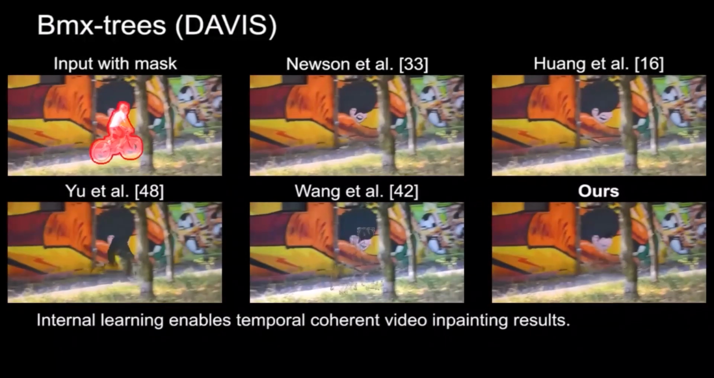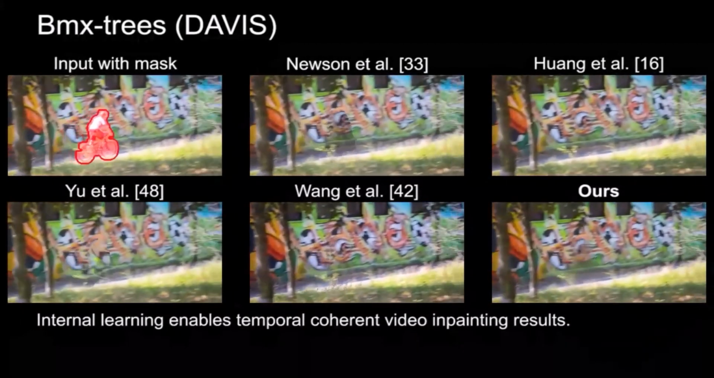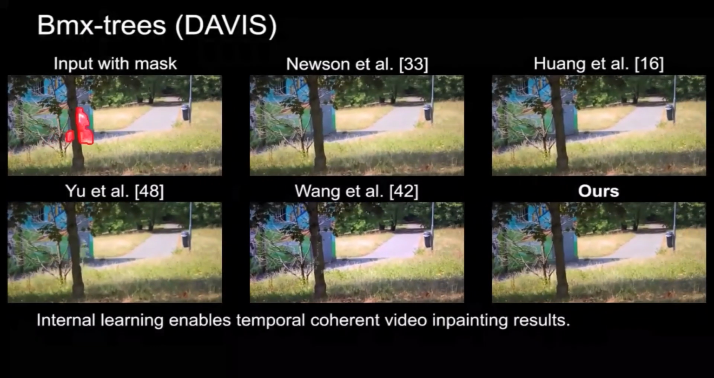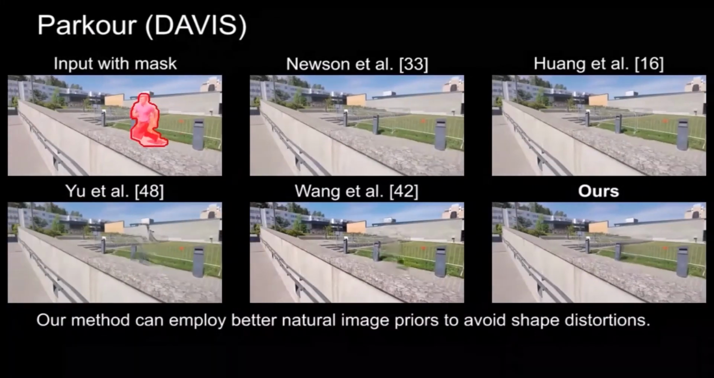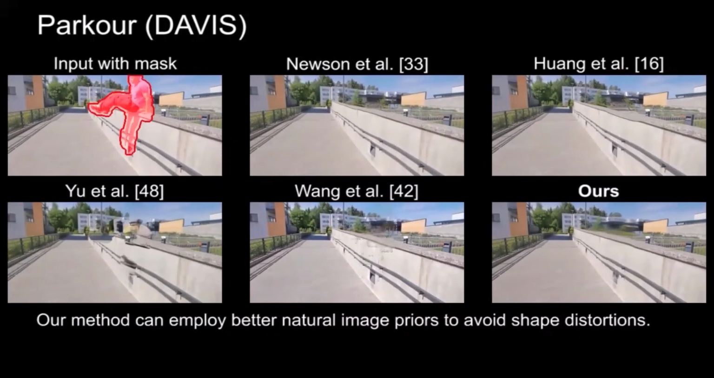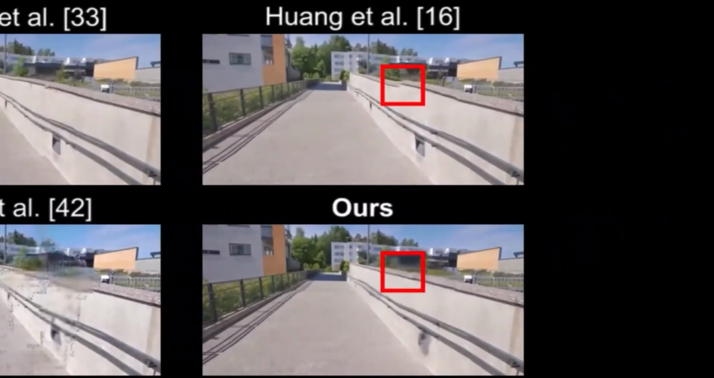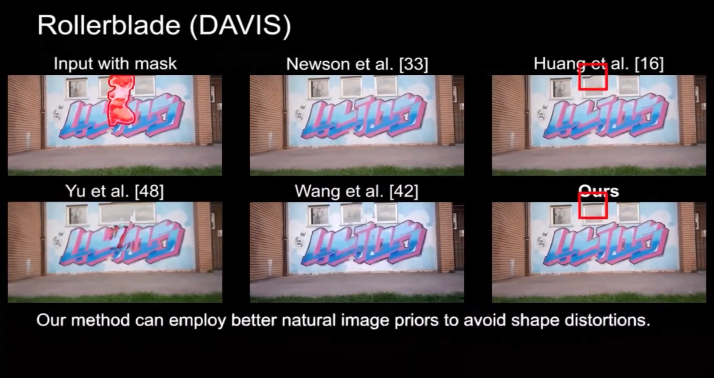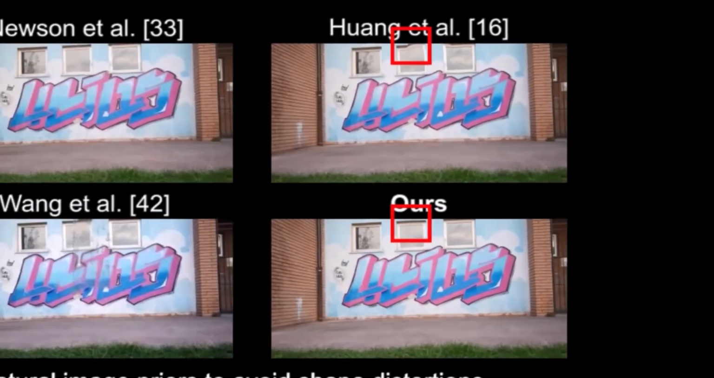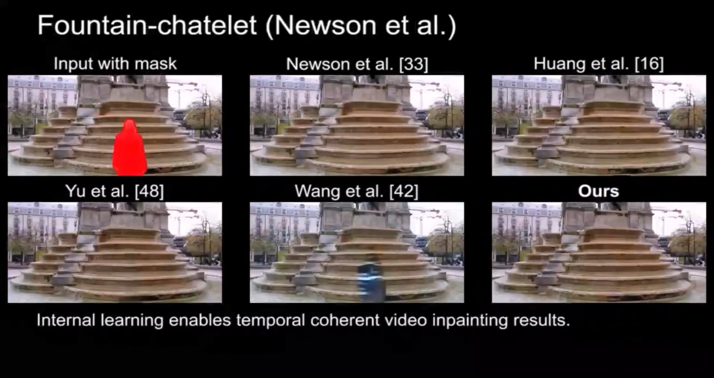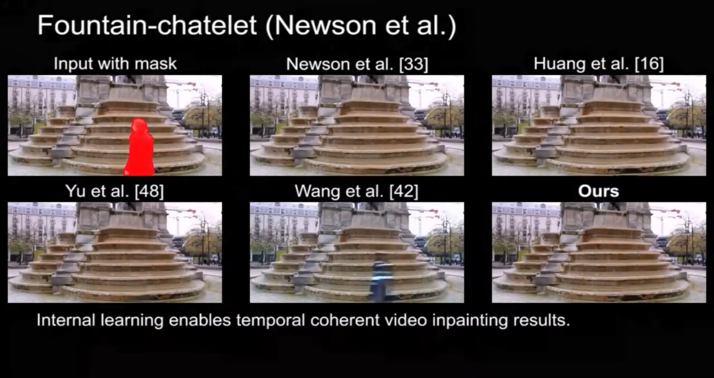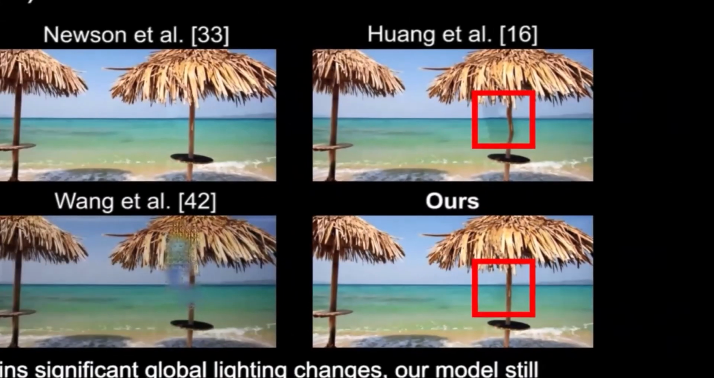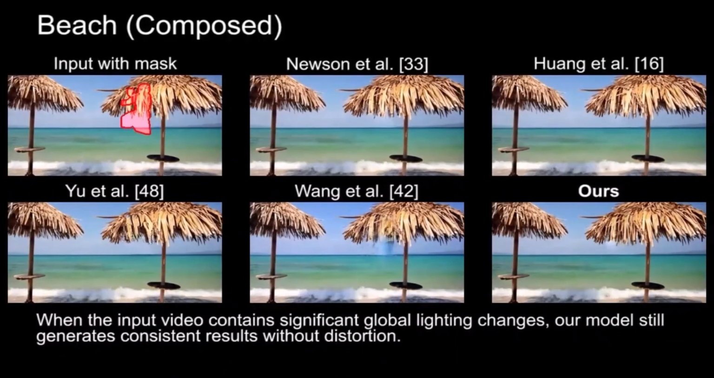Our method, while only trained on the input video alone using a simple 2D CNN, can generate video inpainting results that are better or as good as the methods that either use handcrafted image patch pairs or pairs learned from an external image video corpus. Our method can employ better natural image pairs to avoid shape distortions. When the input video contains significant lighting variance, our method still generates consistent results.